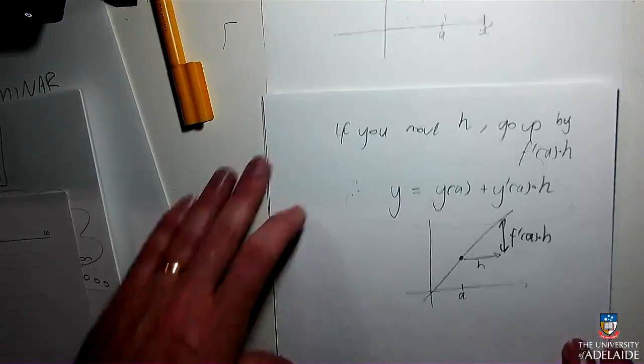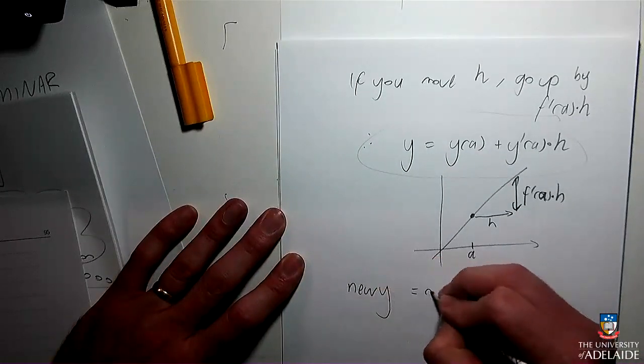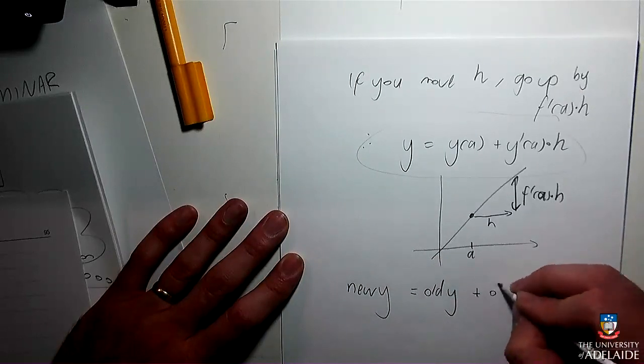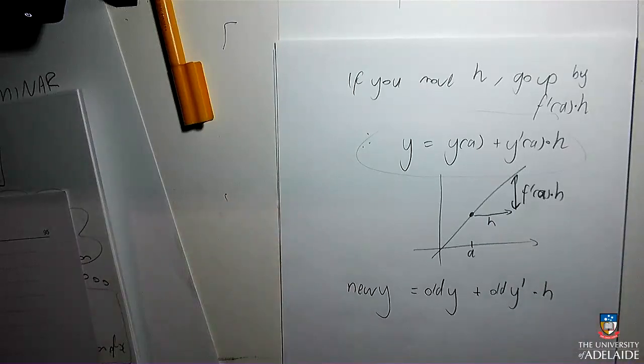And so in my head it normally goes like this. The new y is the old y plus the old y dashed times h. That's how I think about it.